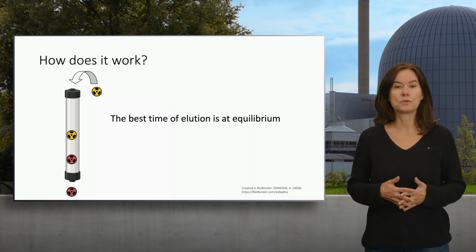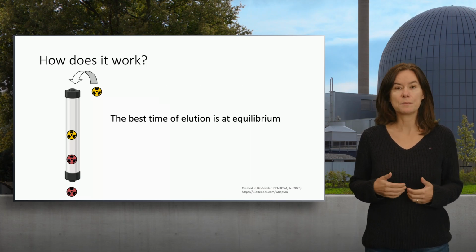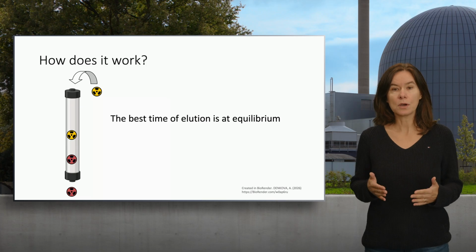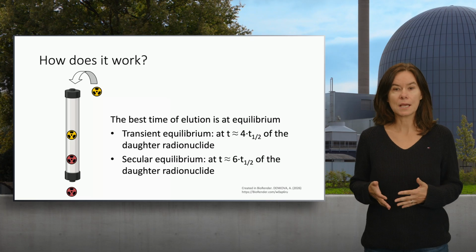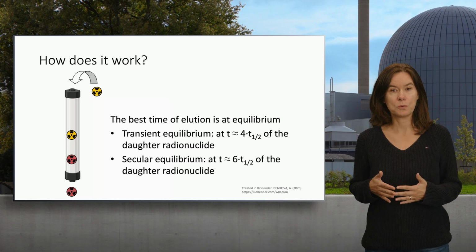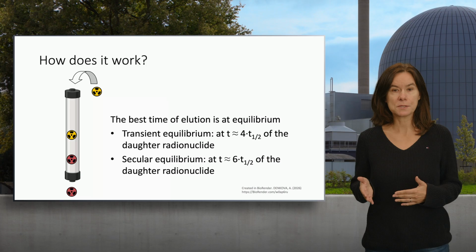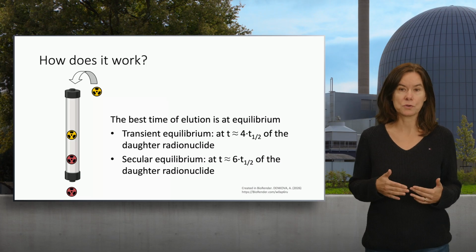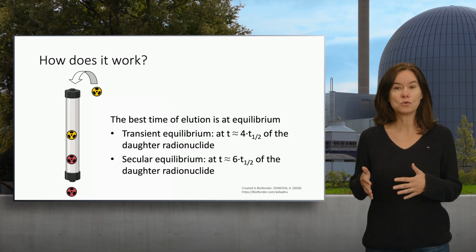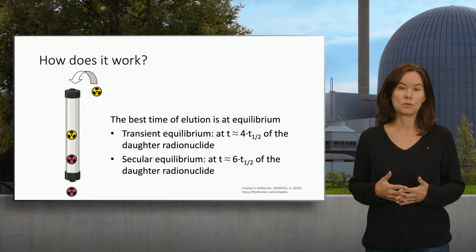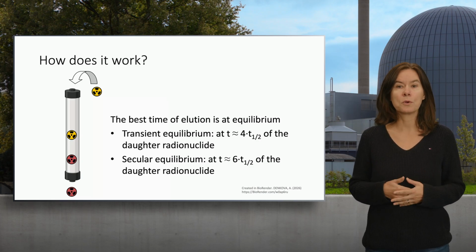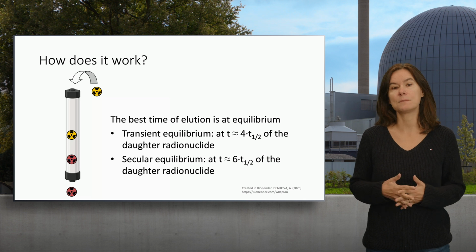When is the best time to elute the generator? In practice, the best time is at equilibrium, because that is when the maximum activity of the daughter will be obtained. That means that the best time of elution for transient equilibrium is if the time elapsed after the mother radionuclide was deposited or the time of last elution is equal to or more than 4 times the half-life of the daughter. For secular equilibrium, the most optimal time is 6 times the half-life of the daughter.